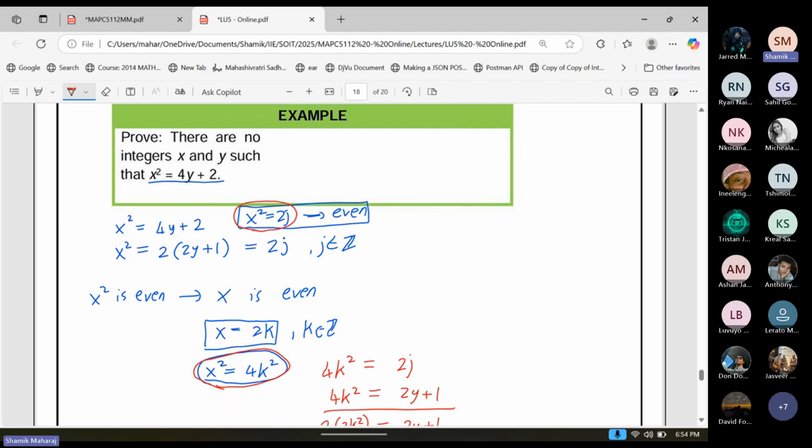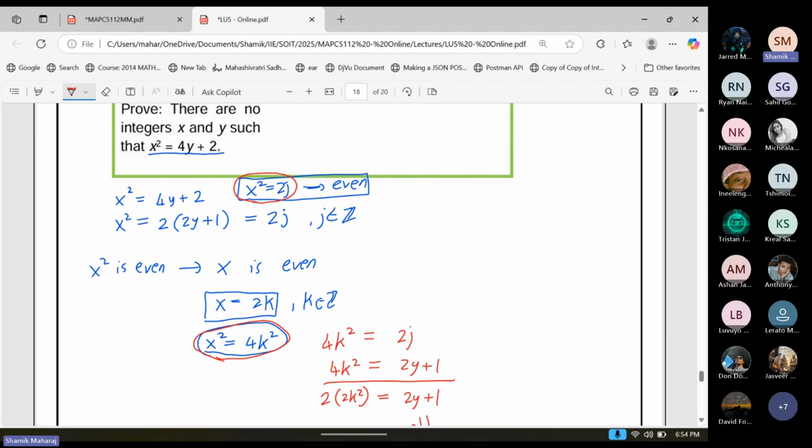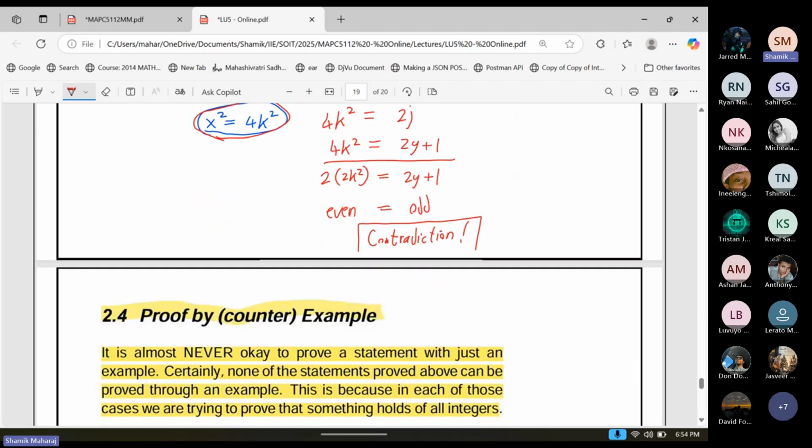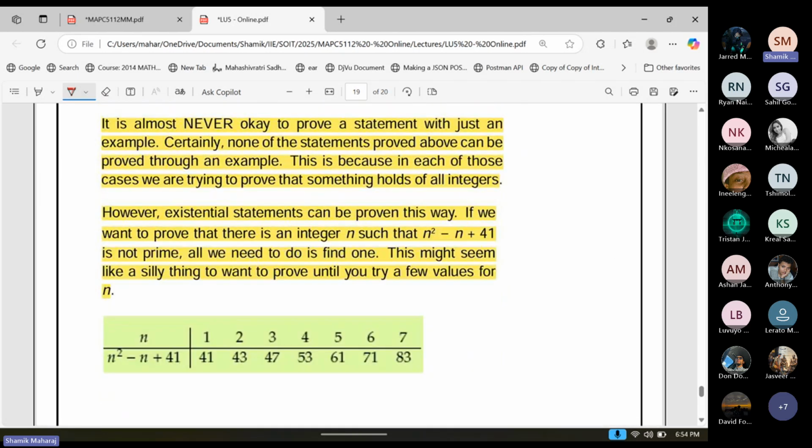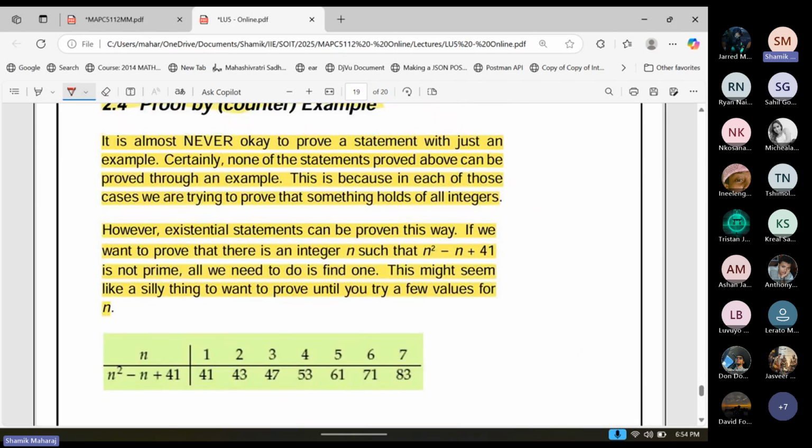Okay, so they've given us a claim: there are no integers x and y such that x squared equals 4y plus 2. We assume that there are integers that exist, and we got a contradiction, right? So in other words, there must be no integers, because if we assume that to be true, we get a contradiction. I'm going to rush through this one because there's no example for it, so we can get to the last one.